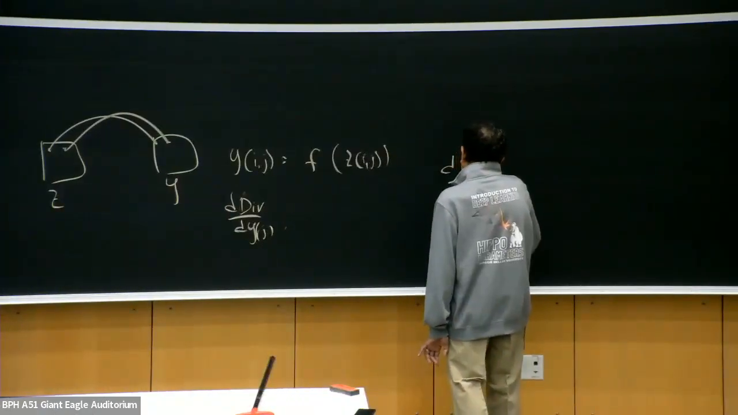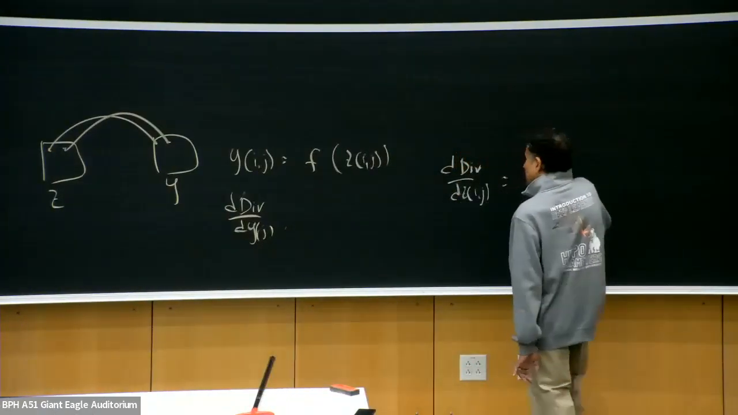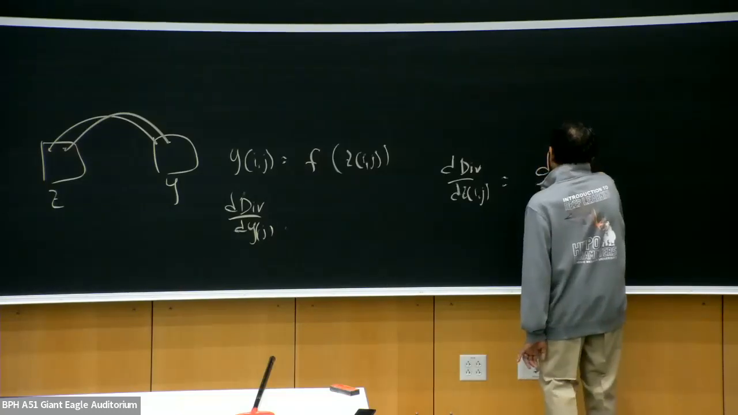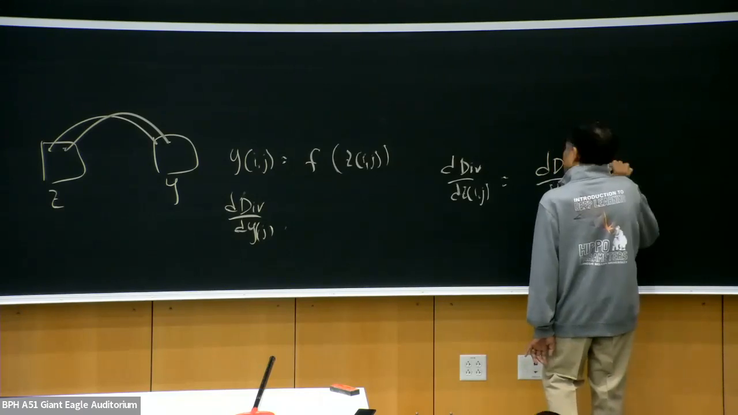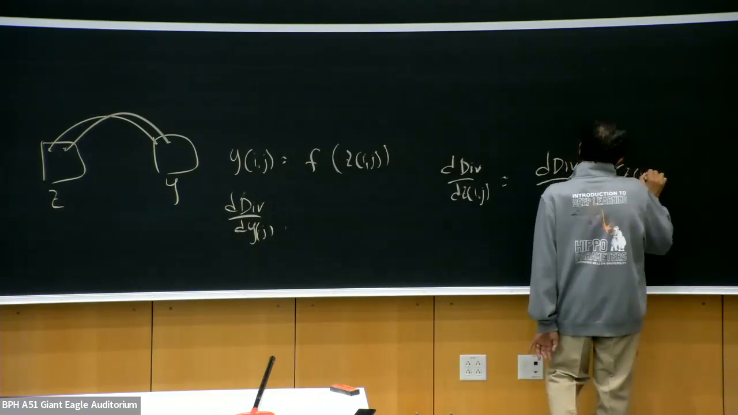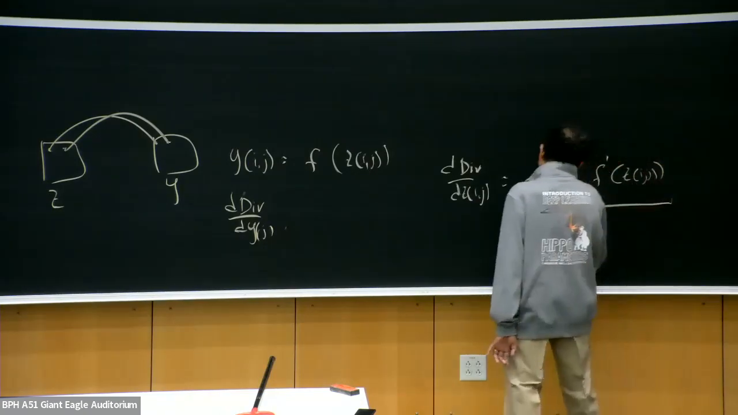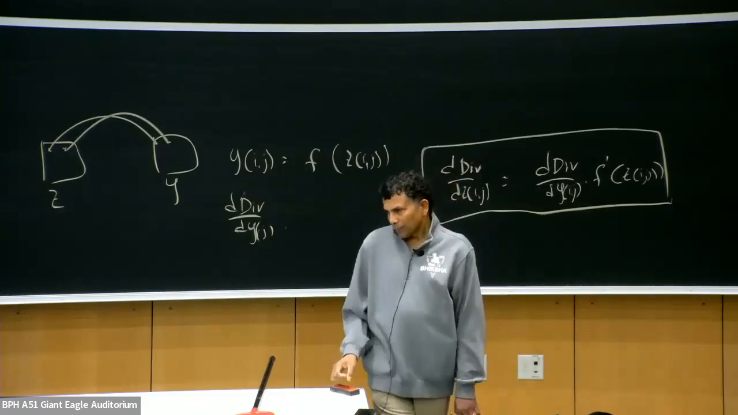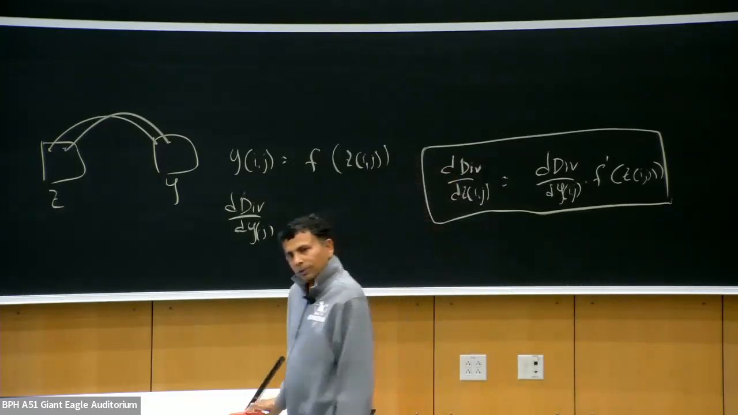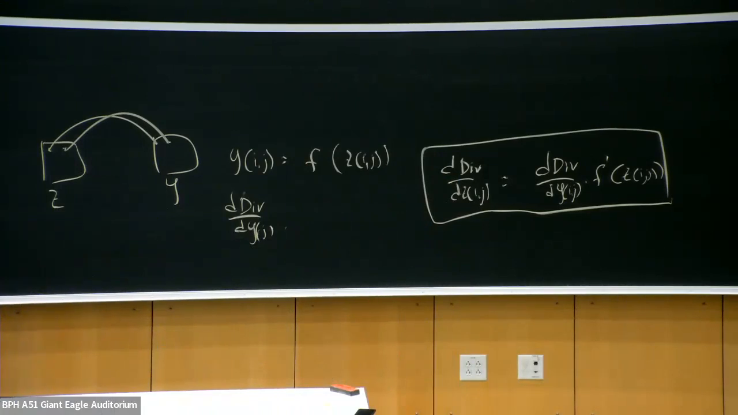Thank you, right? So there's going to be the derivative of the divergence over dy_ij times f prime of z_ij, right? Everyone with me so far? We haven't done anything magical. So this means we now know how to compute the derivatives with respect to the affine maps given the derivatives with respect to the activation maps.